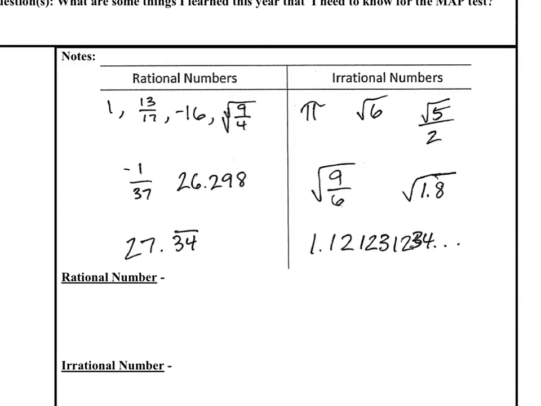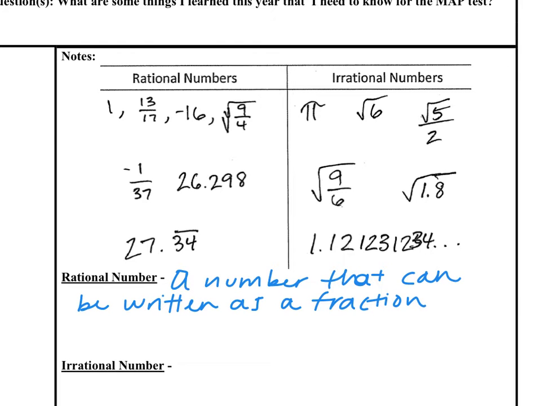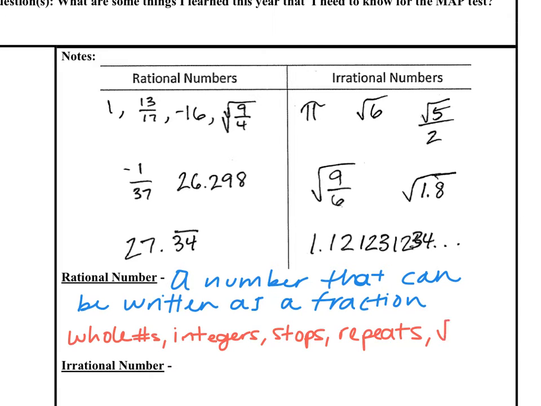And so when we think about rational numbers, the formal definition is a number that can be written as a fraction. So that includes things like you see up here: whole numbers, integers, positive or negative whole numbers, decimals that stop, or decimals that repeat. So these are all things that are predictable, right? If it's a square root with an answer that's a whole number, these are all things that you would expect.